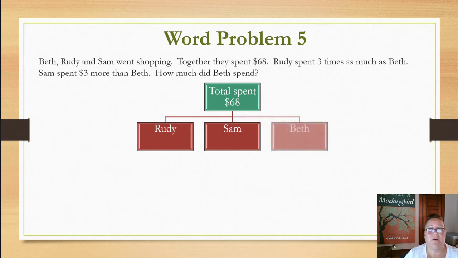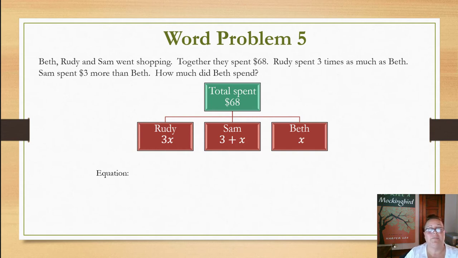Of these 3 people, both Rudy's amount and Sam's amount is given to us in terms of how much Beth spent. Since I don't know how much Beth spent, I'm going to let Beth be x, and then Rudy would be 3 times that. Sam spent $3 more than Beth, or 3 plus Beth's amount, which means Beth has to simply be our x. Once these 3 are filled in, I can set up my equation.